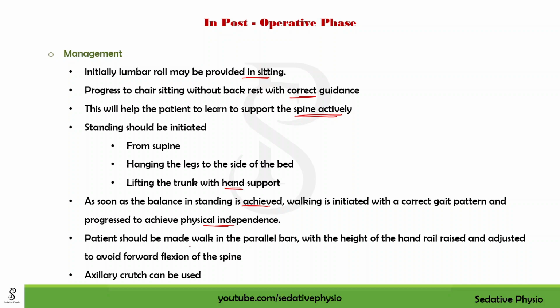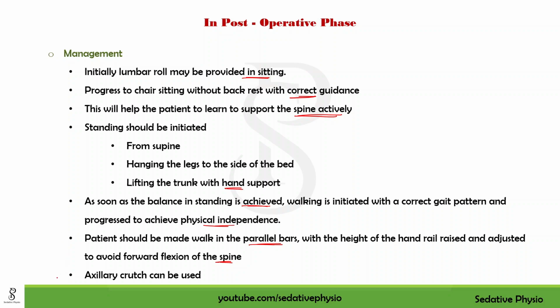Now the patient should be made to walk in parallel bars, as I have already told you that initially we will start with the parallel bars with the height of the handrail raised and adjusted to avoid forward flexion of the spine. We have to take care of one thing, that the patient should not go for forward flexion. The spine of the patient should not go for forward flexion. Otherwise it can cause other complications, because this is the post-operative condition. We have to take more care of the patient.